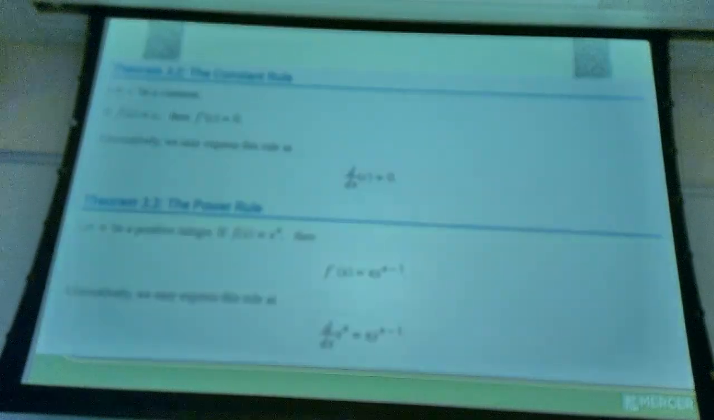Power rule. It starts off with just positive integers. If f of x is x to the n for any positive integer n, then its derivative is n x to the n minus 1. And I believe it is in here later where it's more generalized, where n can be any number. But you just bring the power down and subtract 1.